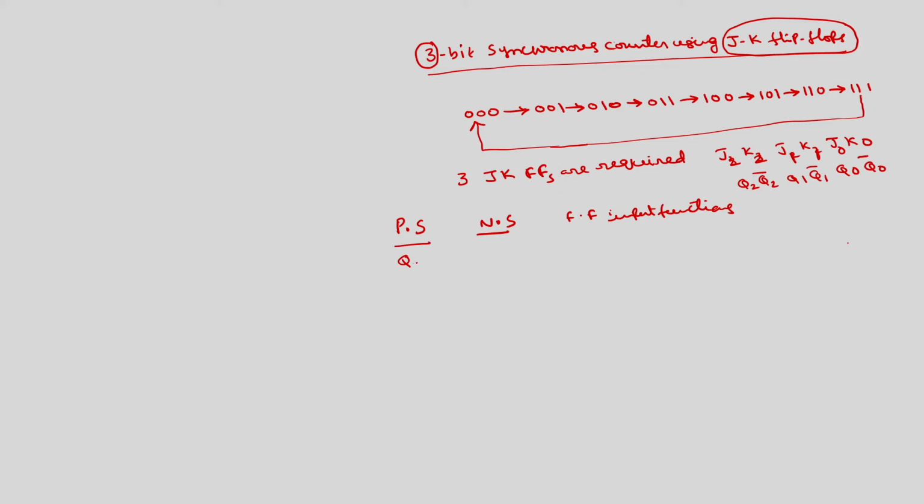So, the states are Q2 Q1 Q0. What is the next state? Q2 Q1 Q0. To get this, what are the inputs required? J2 K2, J1 K1, J0 K0. So, this design procedure is exactly similar to the conversion of one flip flop into another flip flop procedure.